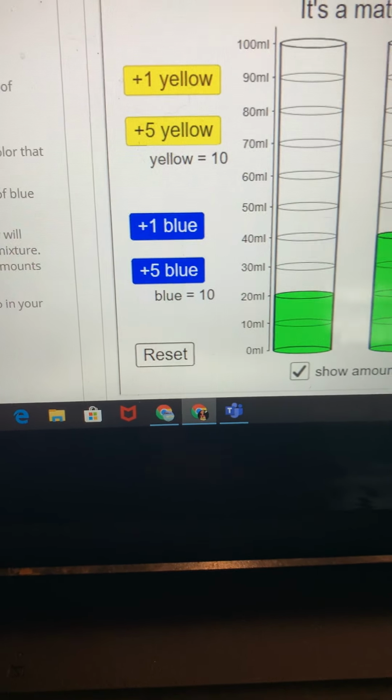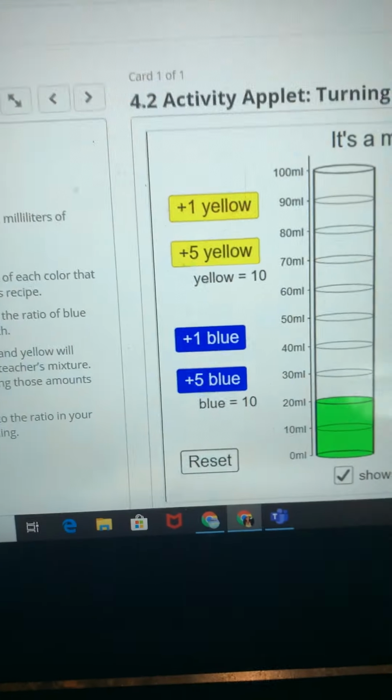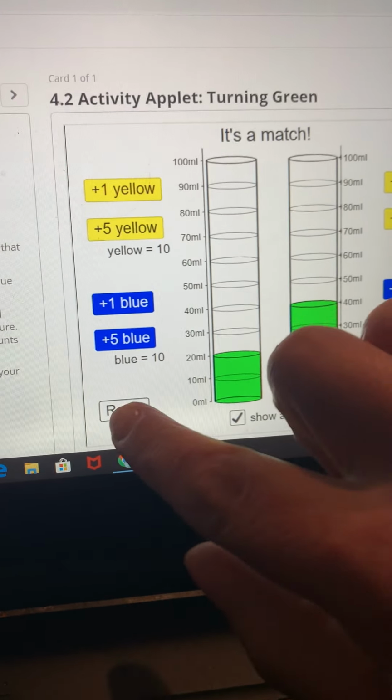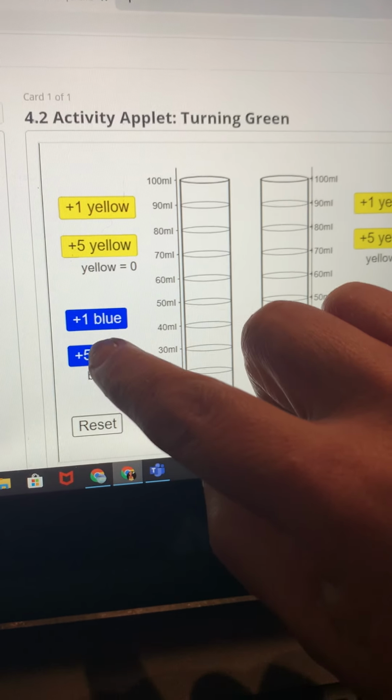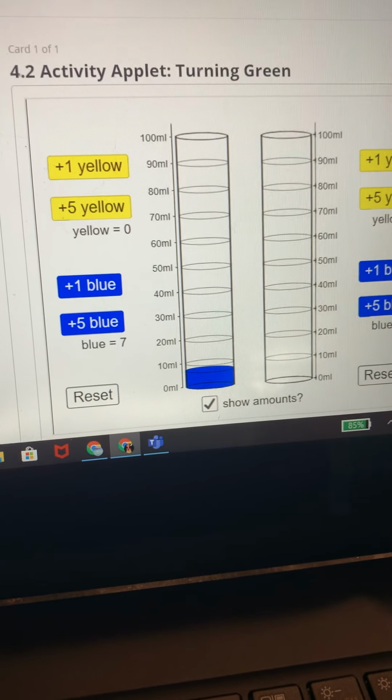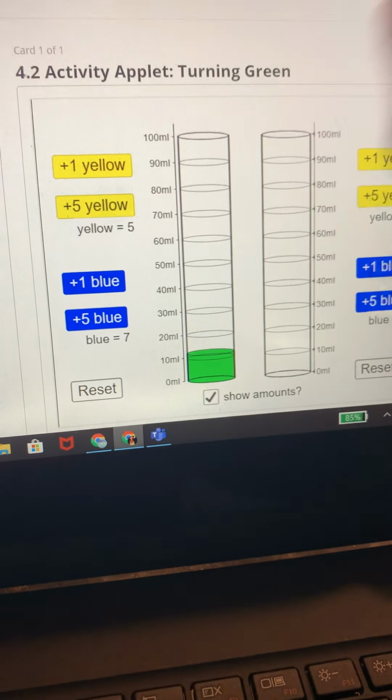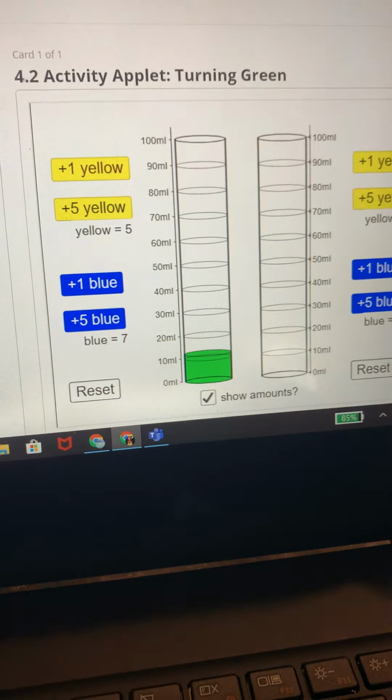So say if we said our ratio was 7 blue, let's see how much yellow we need to make. So we reset this, we have 7 blue, 5, 6, 7. So obviously it's blue. Let's try the yellow, 5. Well, that turned to green. So the ratio for this recipe will be 7 to 5. 7 over 5. If we doubled it, it would be 14 over 10. So that's how you find equivalent ratio.